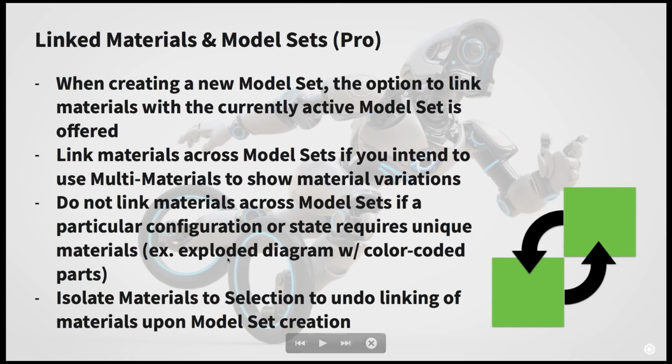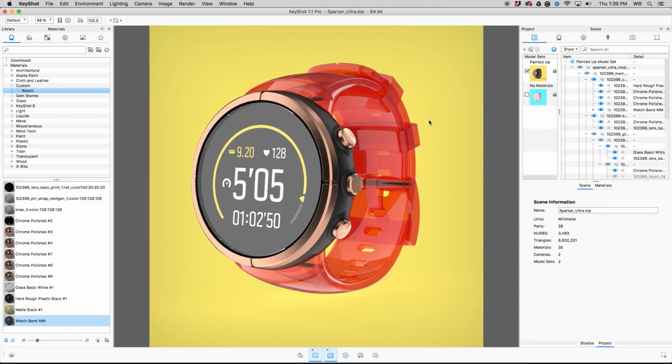Let's see. So let's talk about linked materials and how they affect our model sets. This is another pro feature. Model sets is one of the key ingredients to creating studios, just like multi-materials were. So when we create a new model set, we have the option to link materials. And what that means is the model set you create from the currently active model set will have linked materials with the one that was previously selected.